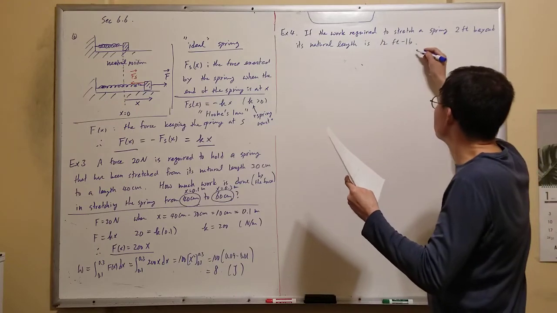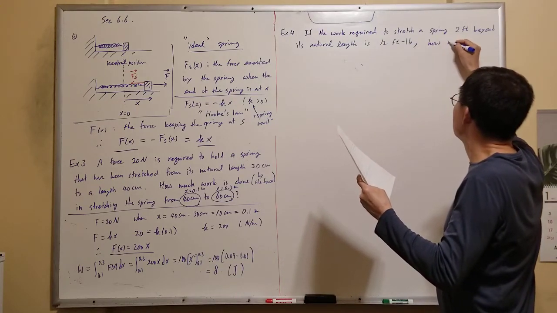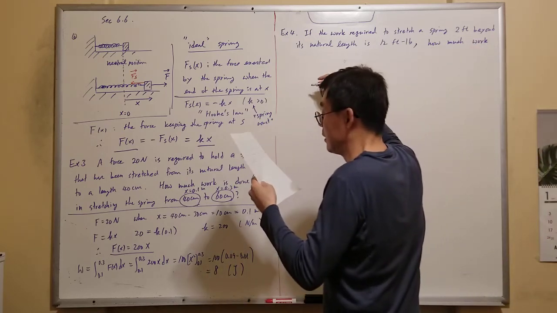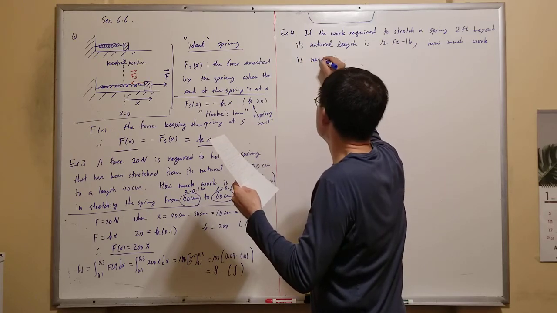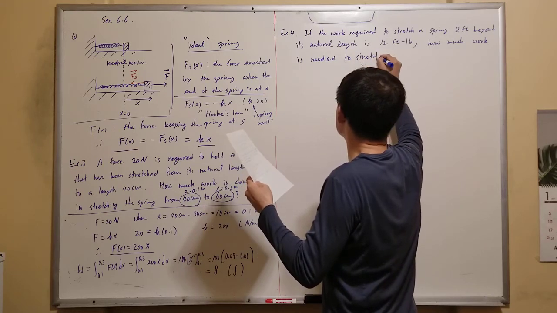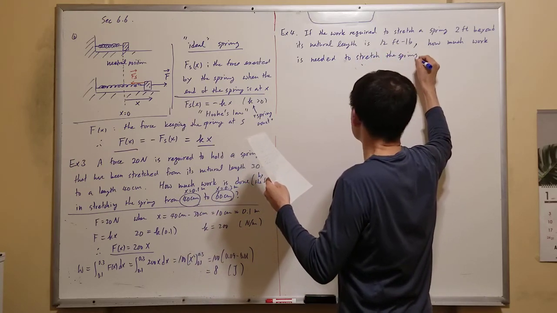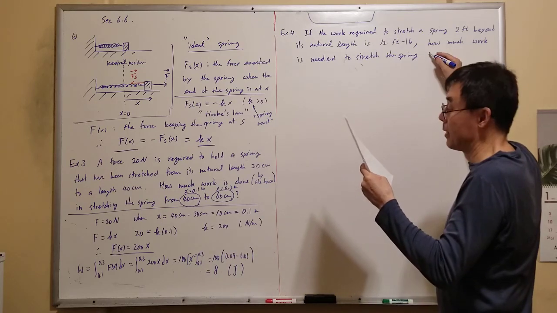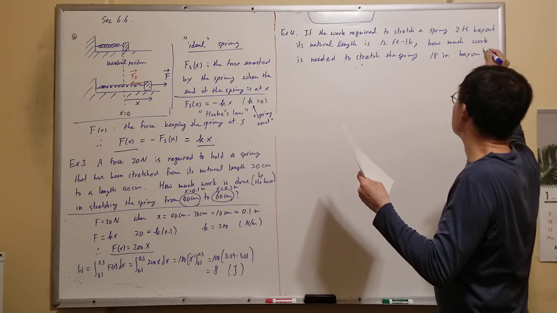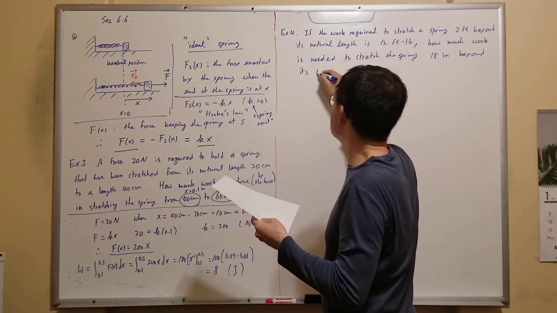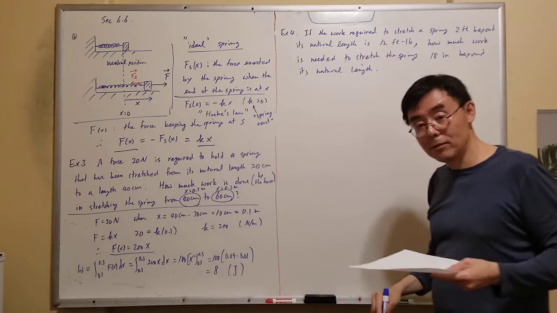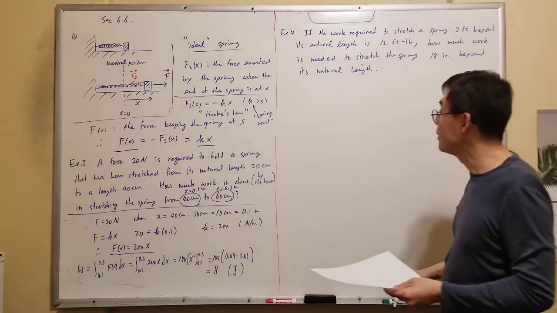Then, how much work is needed to stretch the spring 18 inches beyond its natural length? Not 2 feet, but just 18 inches, 1.5 feet.